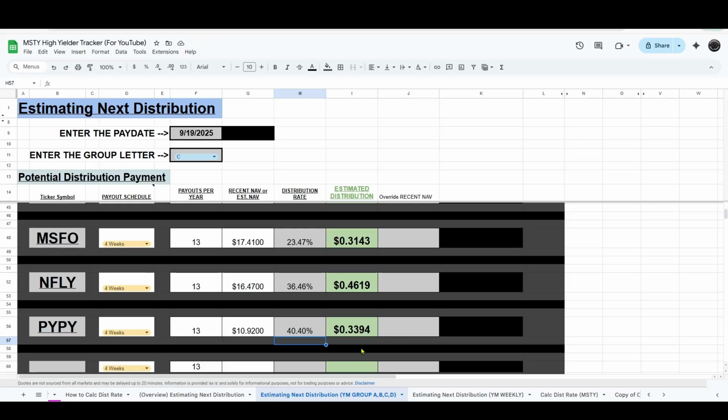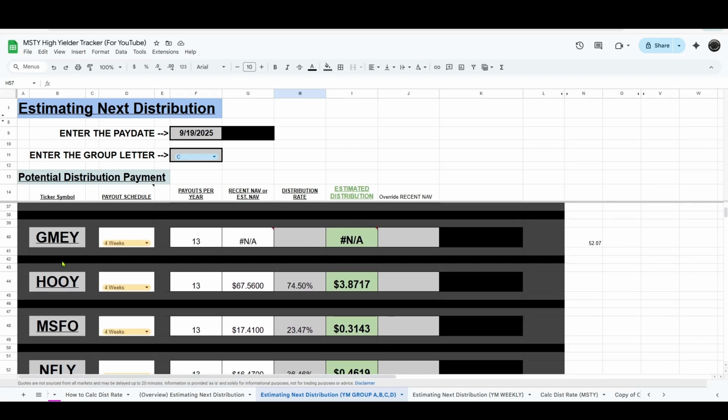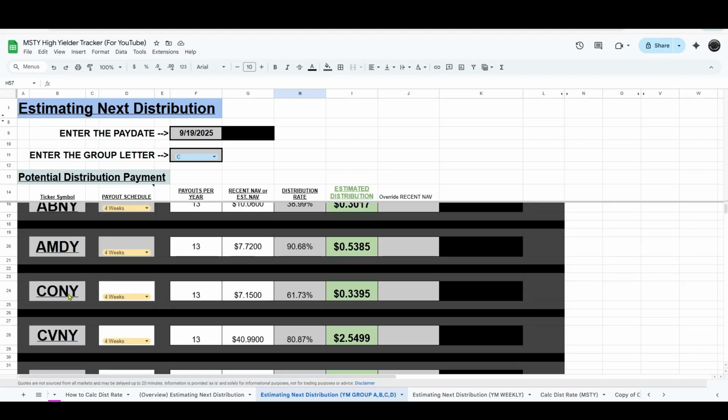Now, do keep in mind again, these are just guesstimates. We will find out tomorrow what they're actually going to be paying out. And we'll see how close my guesstimate was. The few that I am watching, of course, is Hui for $3.87, Coney, which I do have, for 34 cents, and AMD for 53 cents. We'll see if I was close or if I'm just way off.